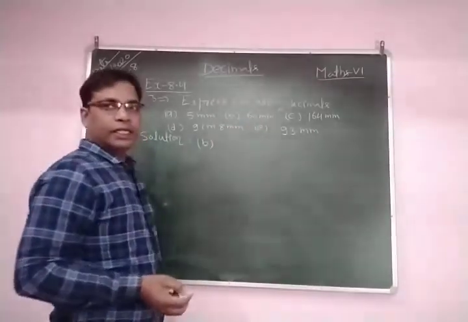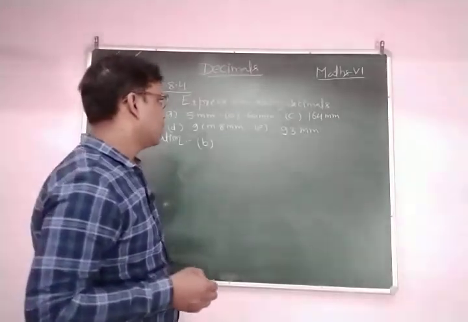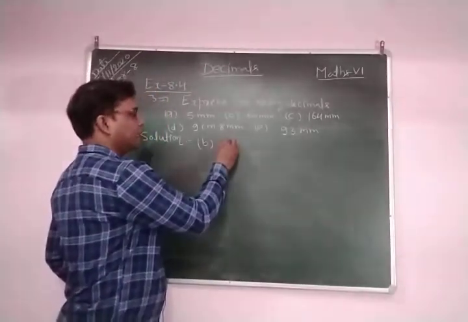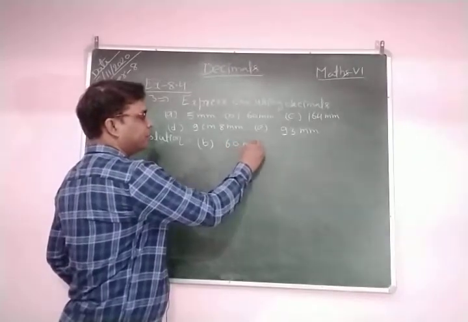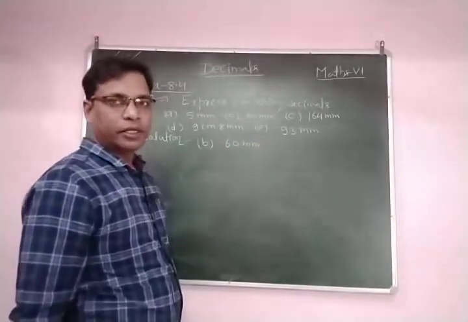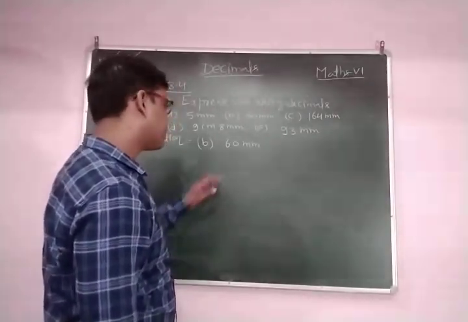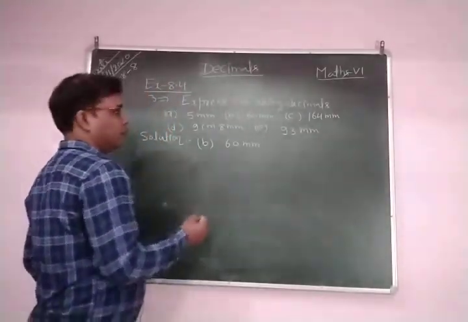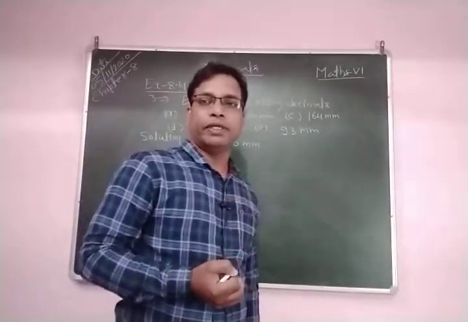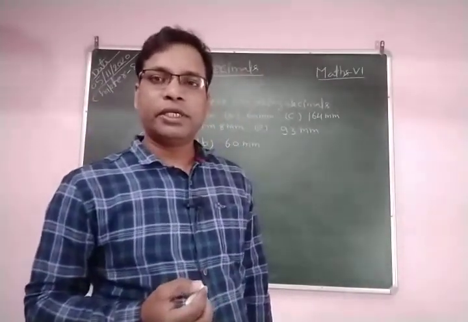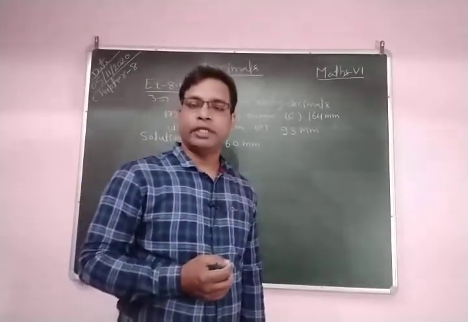What is decimal and its properties we already discussed in previous video. Here this is B part of question number 3. This is 60 mm, where mm represents millimeter. We know the relation between millimeter and centimeter. What is the relation? 1 centimeter is equal to 10 millimeters.